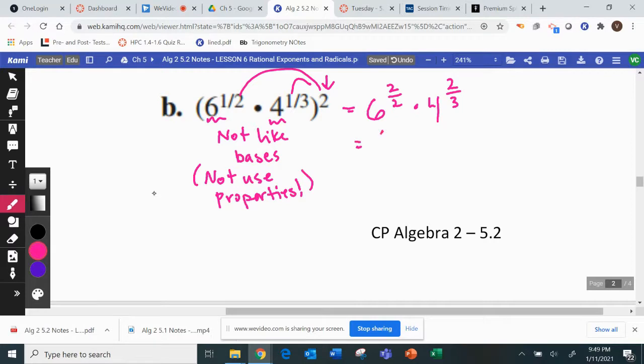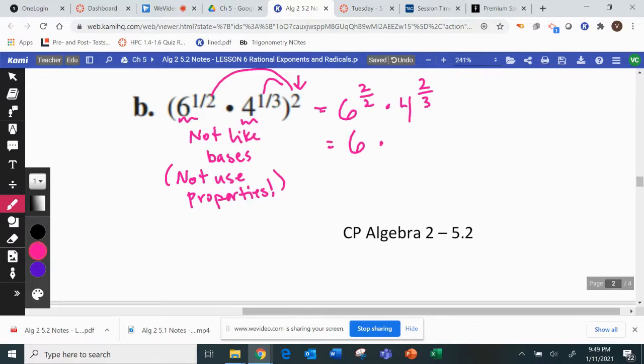Now 6 to the 2 over 2 is 6. 4 to the 2 over 3. Well, that we might have to use some skills that we learned in the last section. So I'm going to factor 4. 4 is 2 to the second. Prime factorization. I'm going to keep that 2/3 there. And then what we learned in the last section is you can multiply straight across. We get 6 multiplied by 2 to the 4/3. Well, that didn't totally help either.